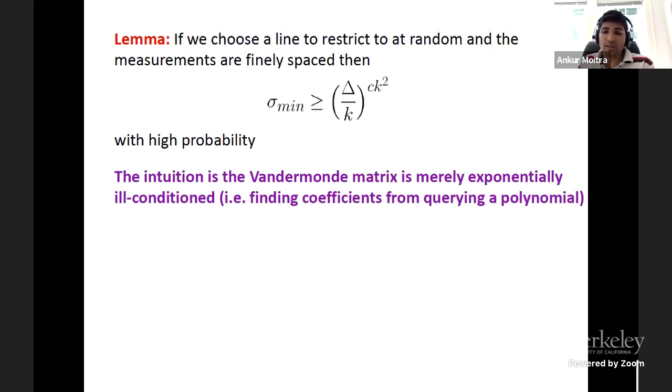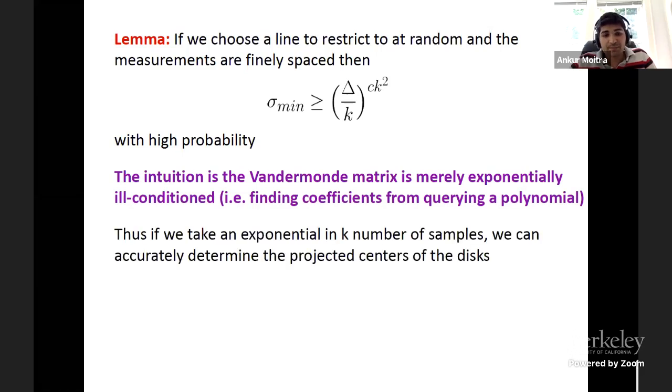The intuition is that the van der Monde matrix is oftentimes ill-conditioned, but when you only have k columns, it's not arbitrarily ill-conditioned. It's at worst exponential in k ill-conditioned. For those of you who don't think too much about these kinds of things, solving systems of linear equations in van der Monde matrices has a lot to do with polynomial interpolation: figuring out the coefficients of a degree k polynomial only from being able to query it at some locations. You can do these things, and at worst you exponentially blow up the noise.